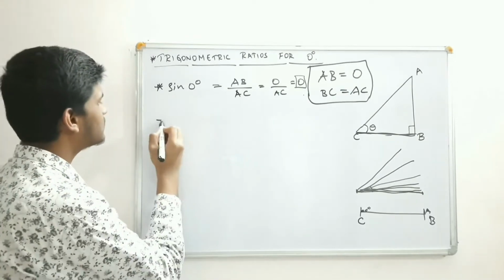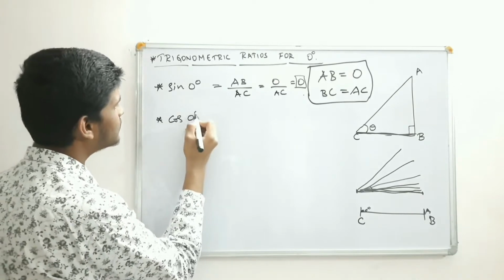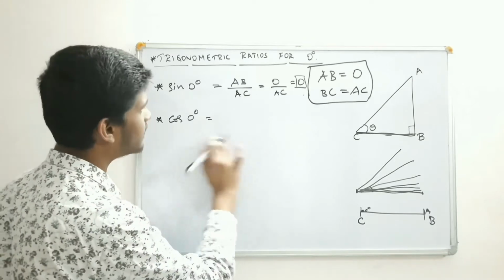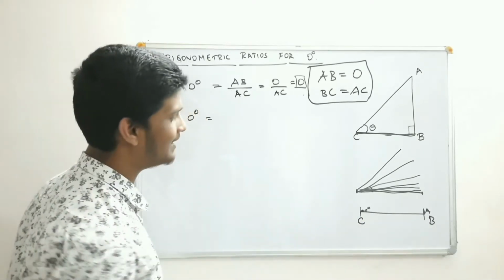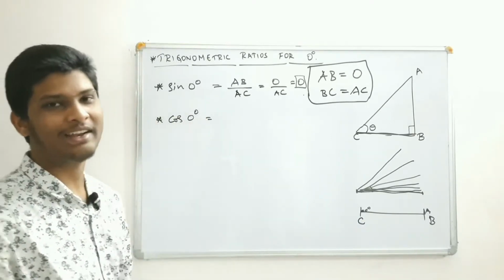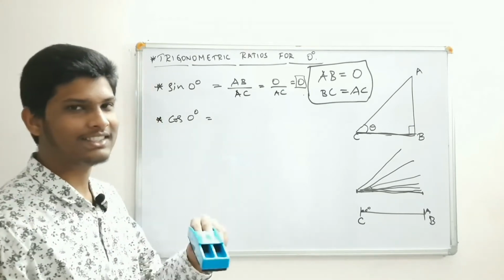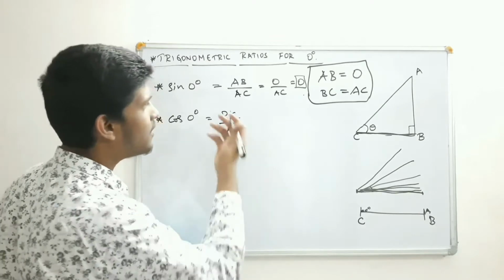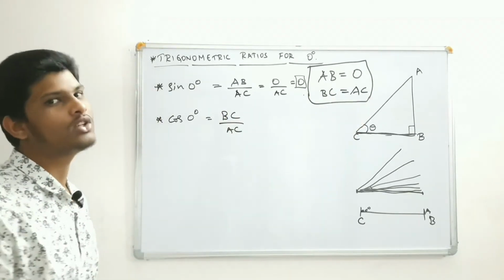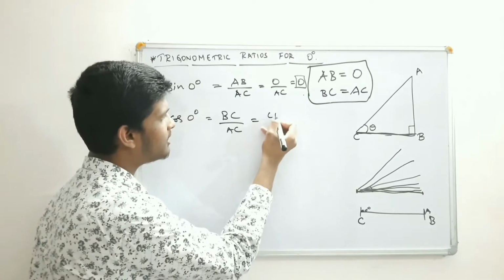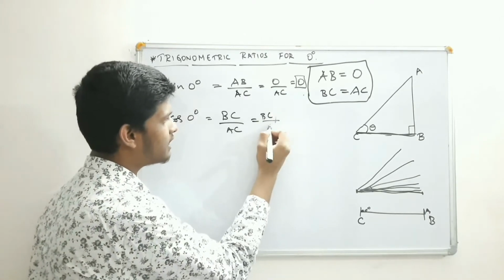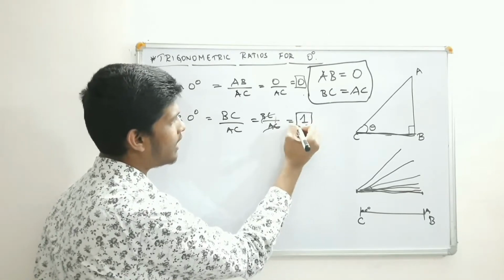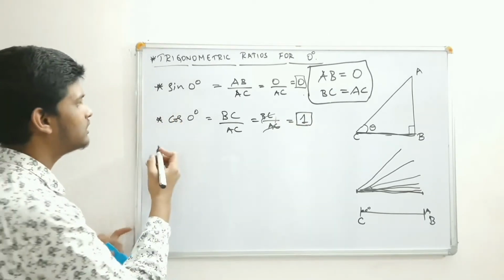Next, cos 0 degree is adjacent side by hypotenuse. The adjacent side is BC, so BC by AC. We know BC and AC are the same, so you can write BC by BC or AC by AC, and they cancel out. We get 1. So cos 0 degree is 1.